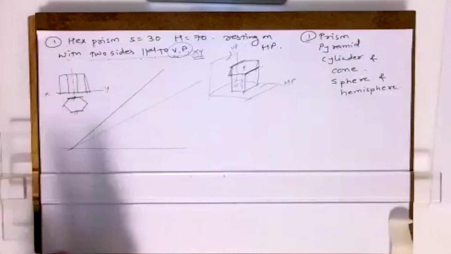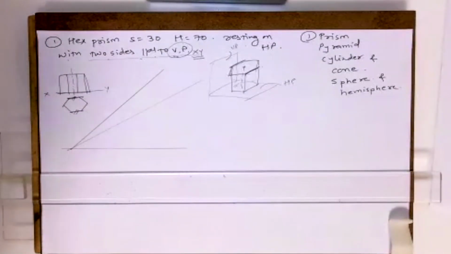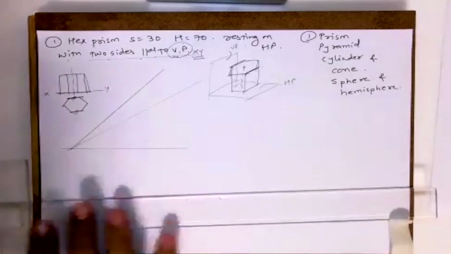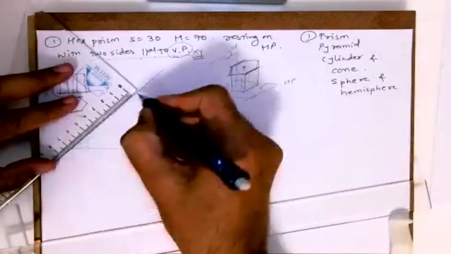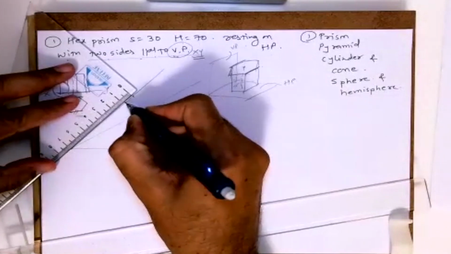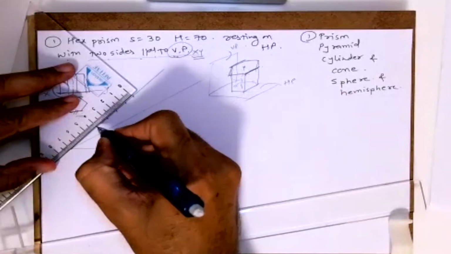So there are few teachers where they are very rigid. They are like, no, we want different scale. So that's the issue. So now 70. So what I will do from here, I will mark 70. I'll mark 10, 10 each.